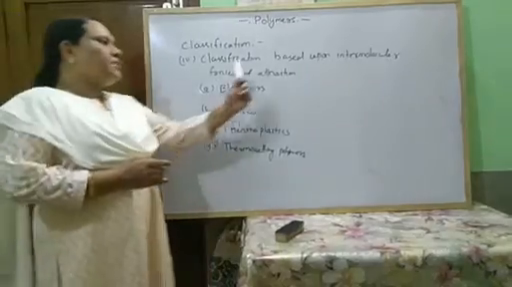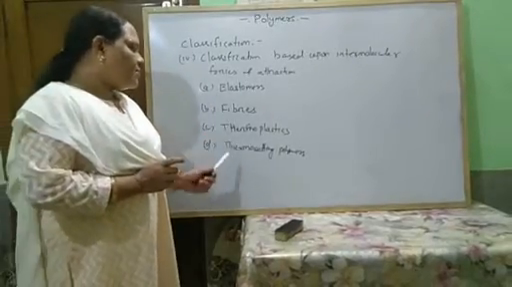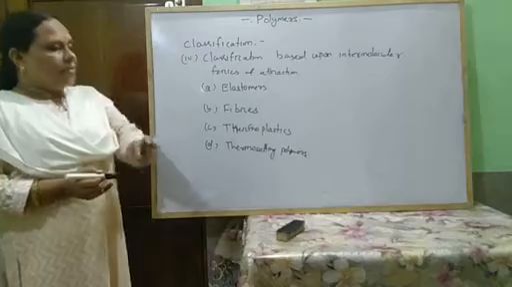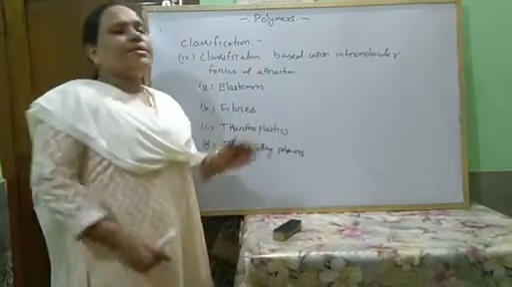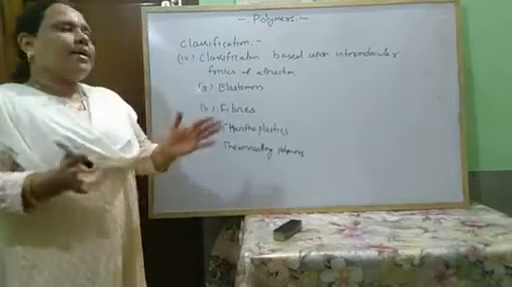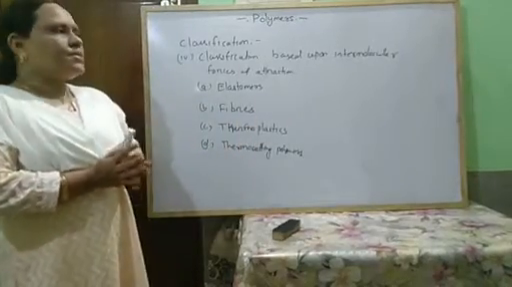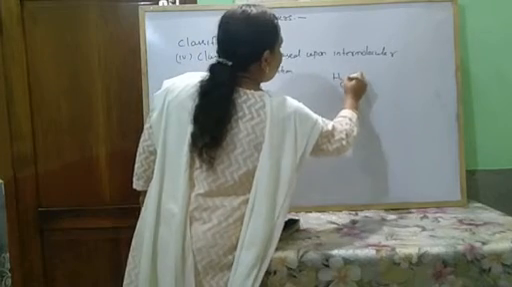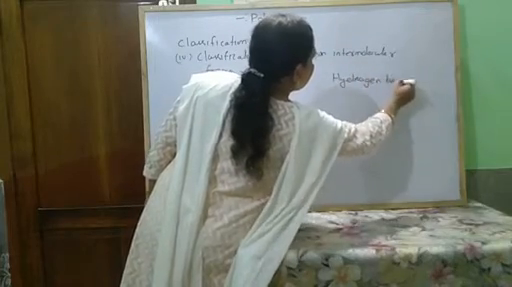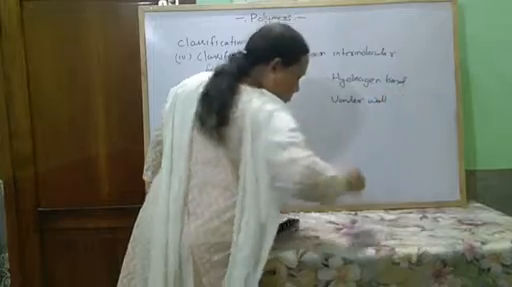So, classification based upon intermolecular forces of attraction. These are classified into four types: elastomers, fibers, thermoplastics and thermosetting polymers. So, what are these? Actually, what is the intermolecular force? So, you know there are different polymer units. Different polymer units again come closer to each other due to intermolecular forces of attraction, and the intermolecular forces of attraction are generally due to hydrogen bonding. The intermolecular force between different polymer units is one of hydrogen bond or van der Waals force of attraction.